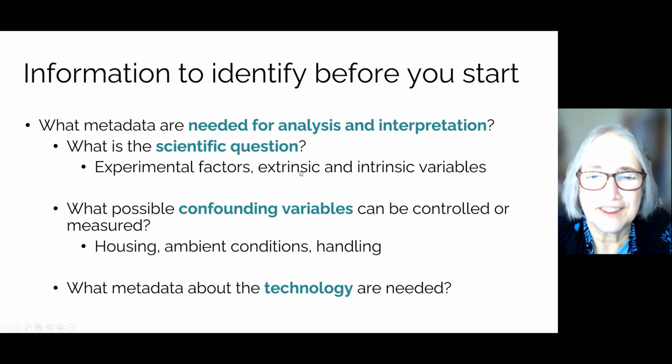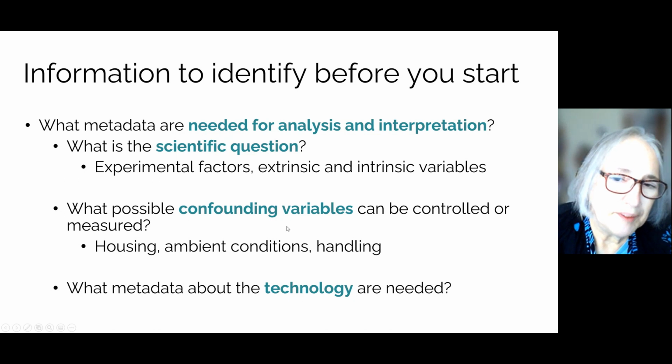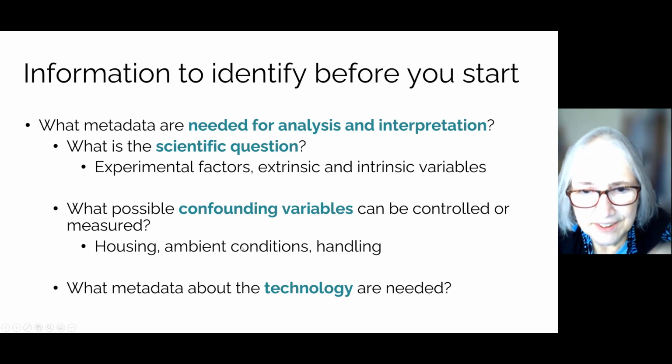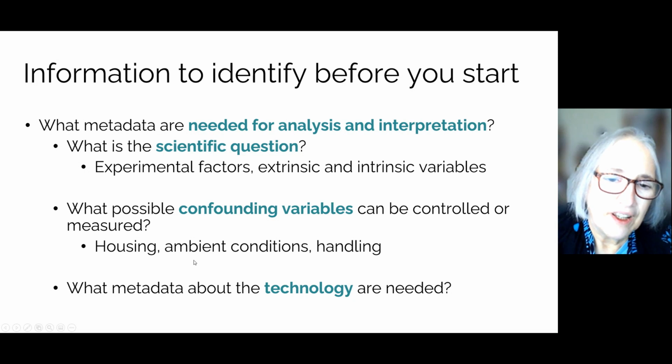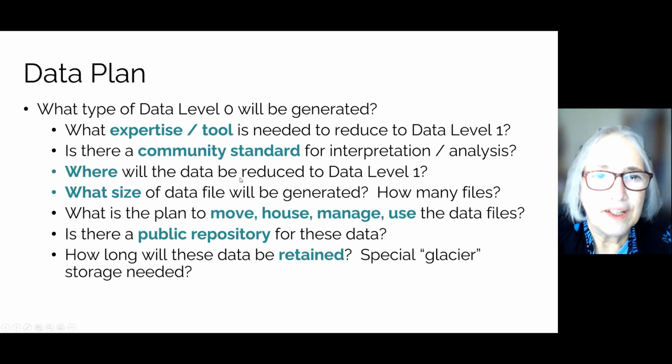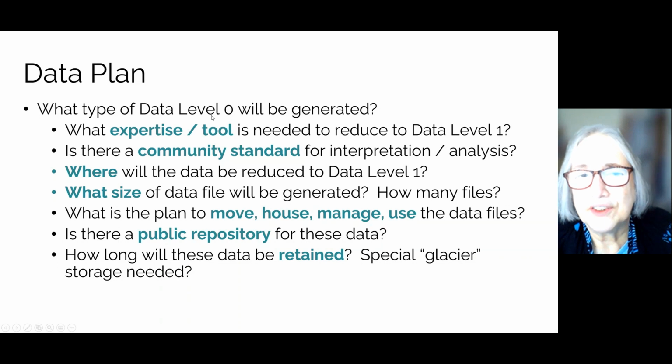You're going to know the answer to that. But talk to people. What possible confounding variables? Can you control them, or do you need to measure them? So ambient conditions handling is, like Angela said, is the technician in the room or not? And then what metadata about the technology will you need in order to do a reasonable data reduction? And then what is your data plan?